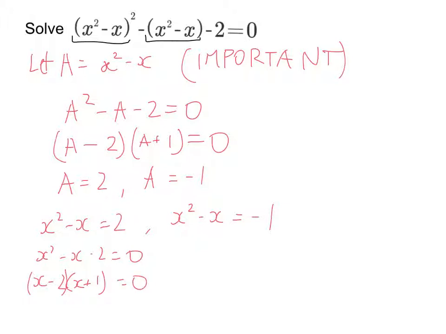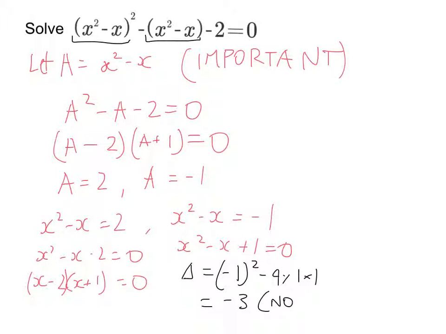Two answers will come from there, and then we end up with x squared minus x plus 1 equals 0. Well, I'm not sure about this one. Why don't I check the discriminant? I'm going to have discriminant equals negative 1 squared minus 4 times 1 times 1, which is negative 3, so that has no solutions. Now, you might be asking, well, why have I gone and done the discriminant there?